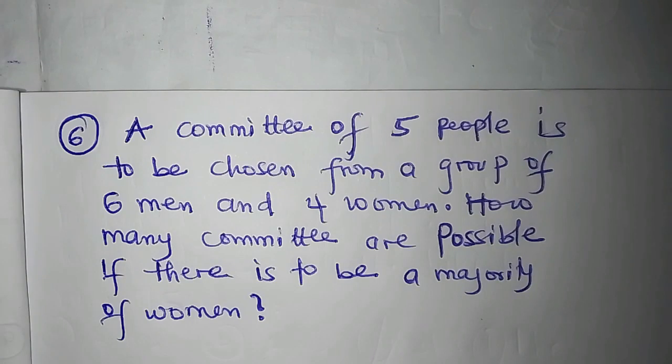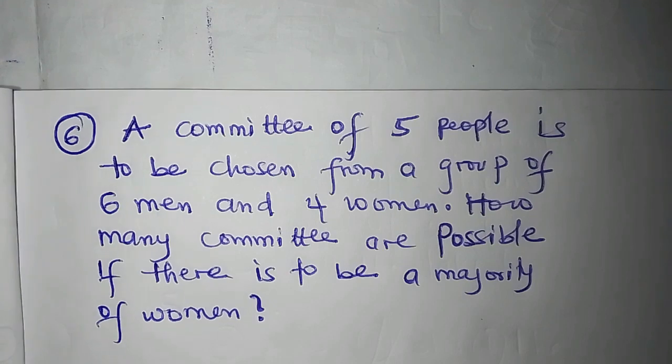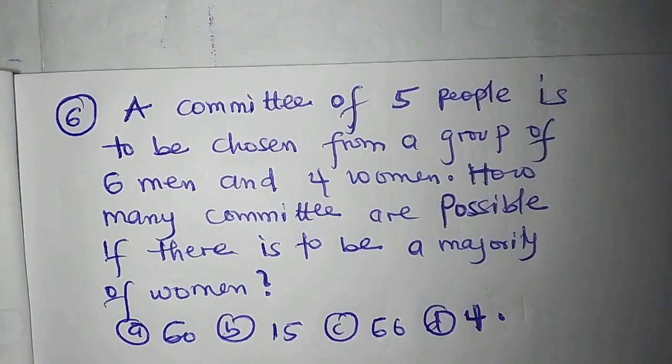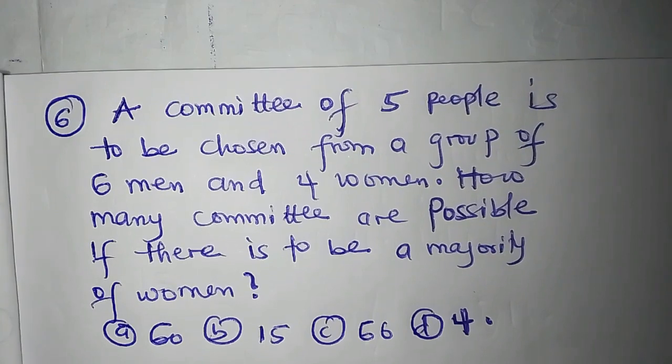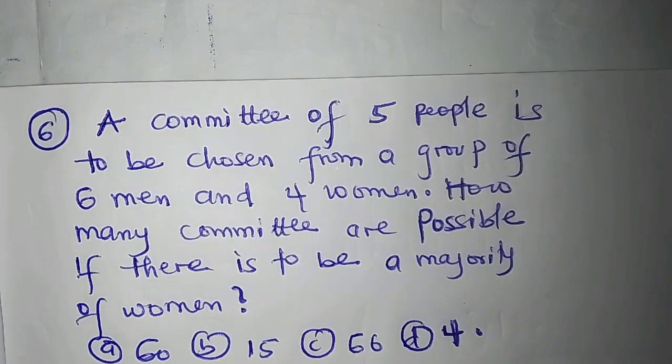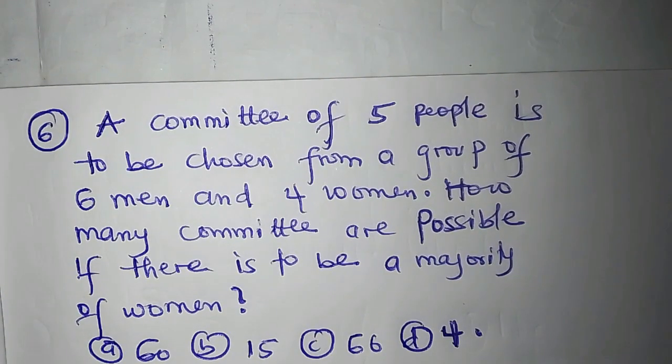Question 6 says, a committee of 5 people is to be chosen from a group of 6 men and 4 women. How many committees are possible if there is to be a majority of women? Alright, let's quickly solve this and see. Now, the thing is, they want to choose 5 people from 6 men and 4 women in such a way that the women will always be more than the men in all the choices.